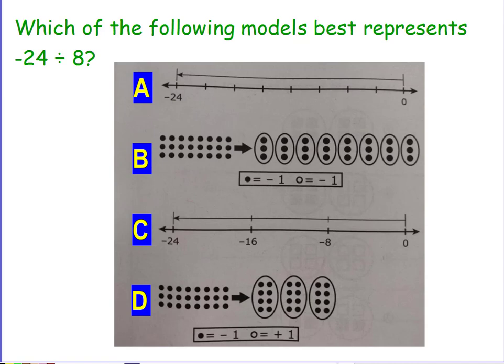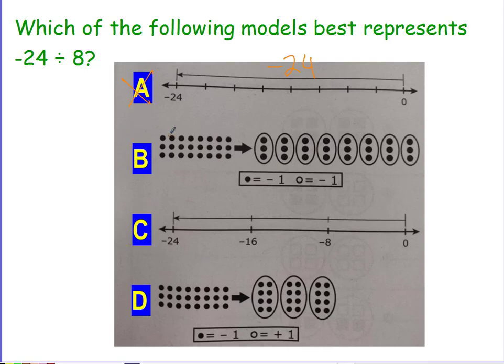Okay, and last question. Which of the following models best represents negative 24 divided by 8? So let's look at letter A. I have a number line. It starts at 0 and ends at negative 24. I have no hops, I have no jumps, nothing. This is literally just telling me from 0 to negative 24. That is it. So A cannot be my answer.